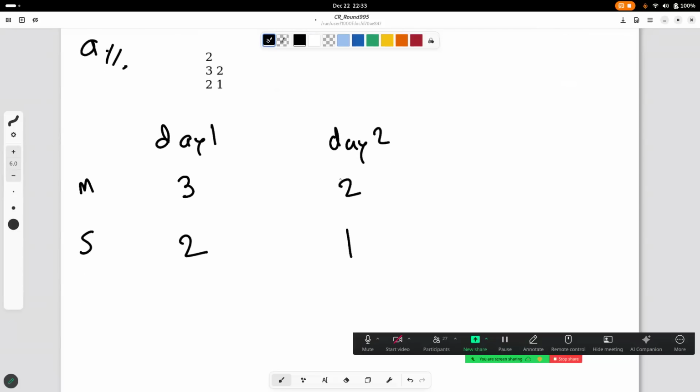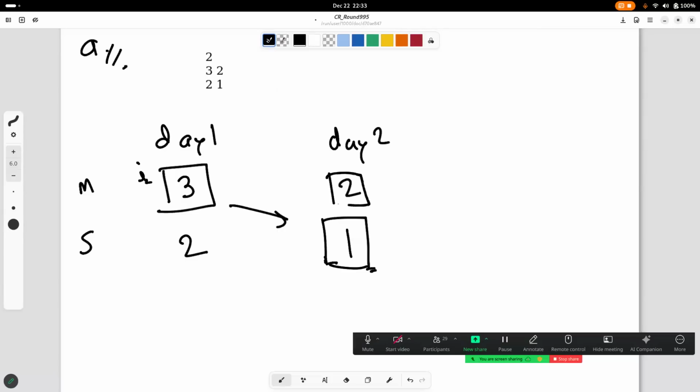The condition said that if M solves a problem on day i, that is day 1, then Stereocarp will compulsorily solve a problem on day i plus 1, that is 1 plus 1, 2. Now what happens if Monocarp solves a problem on day 2? Well, n here is 2 and 2 plus 1 is 3, which is greater than n. So Stereocarp won't solve any problem corresponding to this.